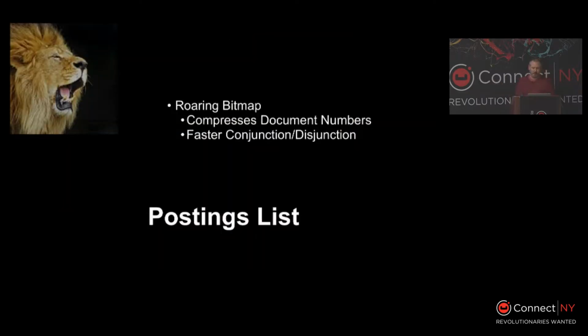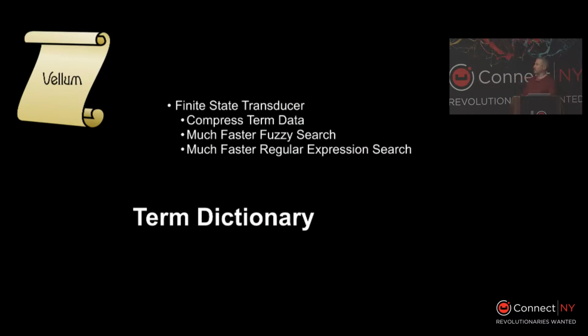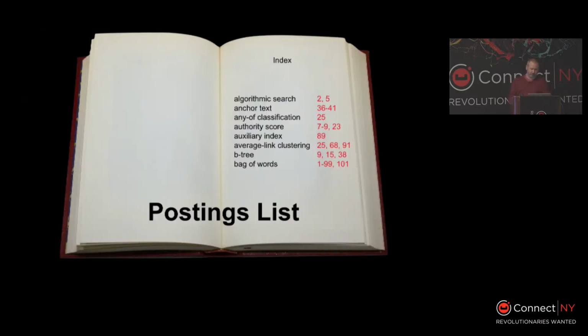The second is that we get much faster fuzzy searching and regular expression searching. The reason is this data structure has ways that we can very efficiently perform those fuzzy searches on the data set. Previously, we had to scan the entire term dictionary to find fuzzy matches. Now we can do that much more efficiently.